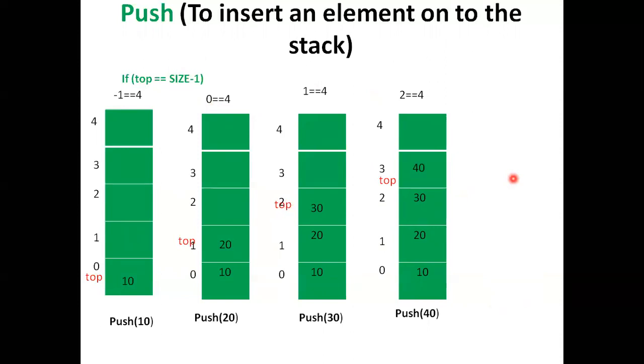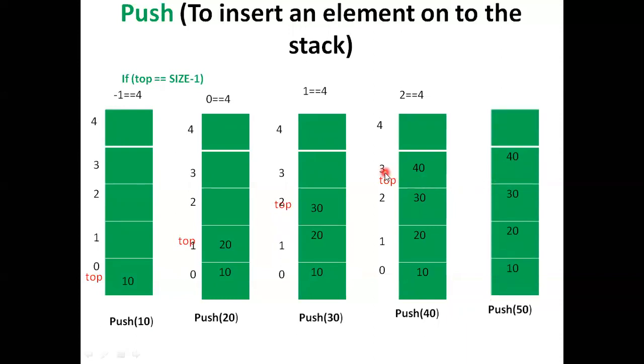Now again, if you want to push one more element, 50, then check the condition top is equal to size minus 1. Previously top was indicating 3. So 3 is equal to 4? Condition false. Now increment the top value by 1, so it goes to 4, and insert our element into the stack, that is 50. 50 is at s of 4, meaning array of 4 is 50. Now the 0 index element is 10, the 1 index element is 20, the 2 index element is 30, the 3 index element is 40, and the 4th index element is 50.